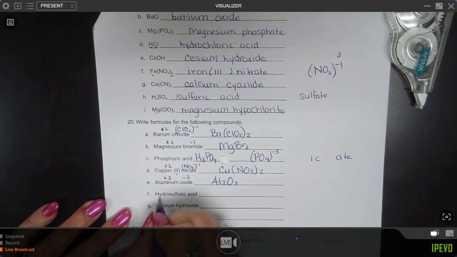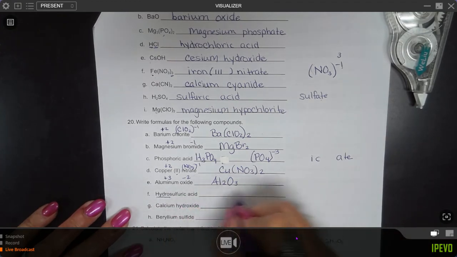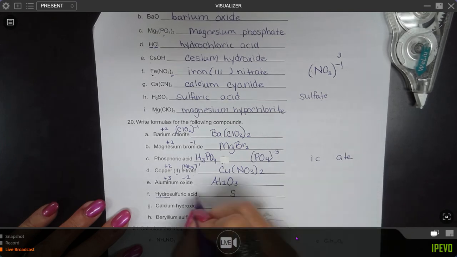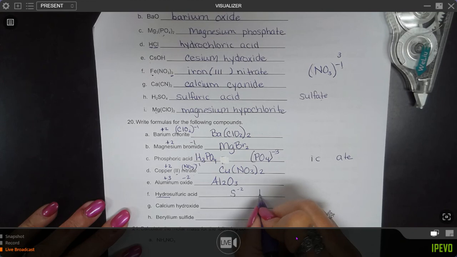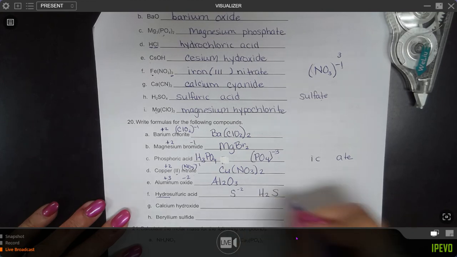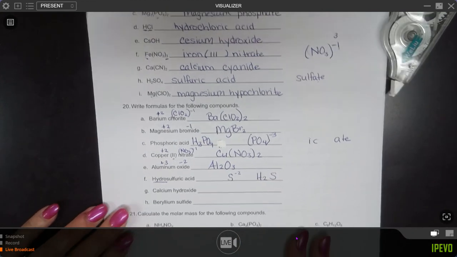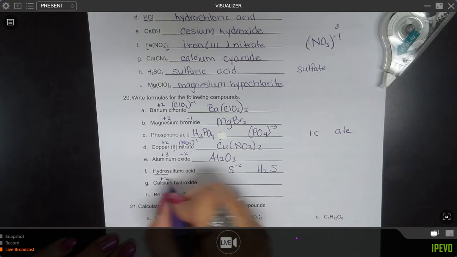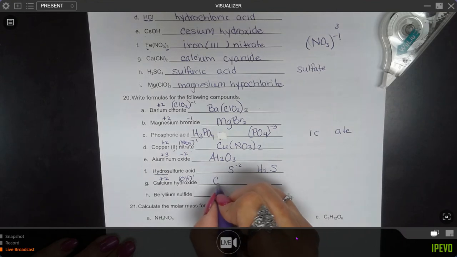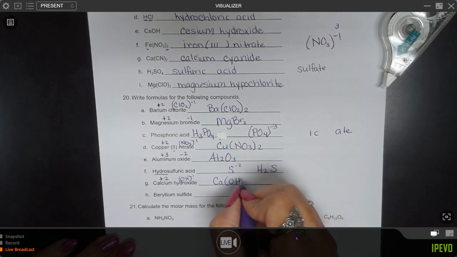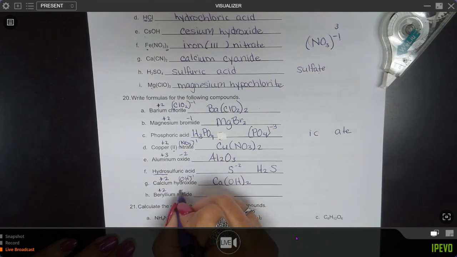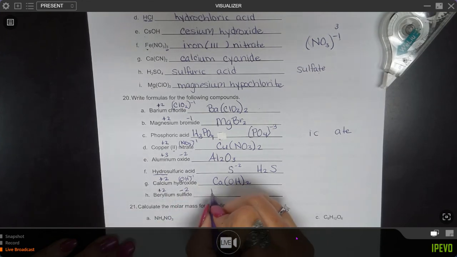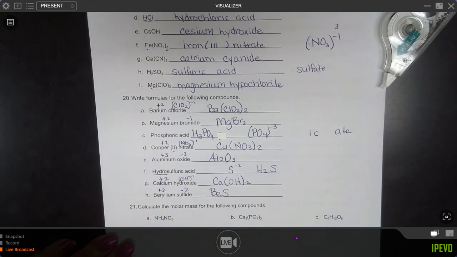Hydrosulfuric acid. Remember, the hydro means that it's just the element, so just sulfur. Sulfur has a -2 charge, which means we're going to need 2 hydrogen to balance it, so H2S. Calcium is +2, hydroxide is OH -1, so Ca(OH)2. And finally, beryllium is +2, sulfide is -2, so we end up with BeS because they cancel out.